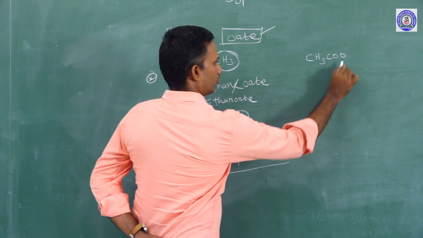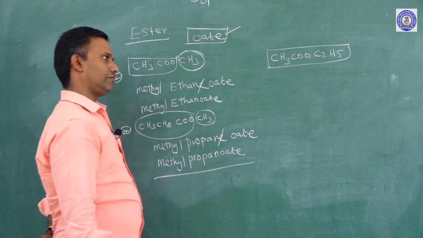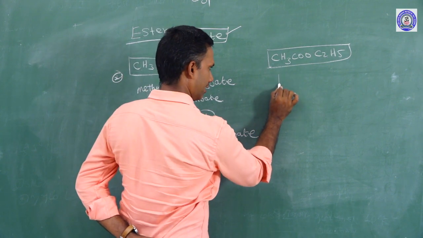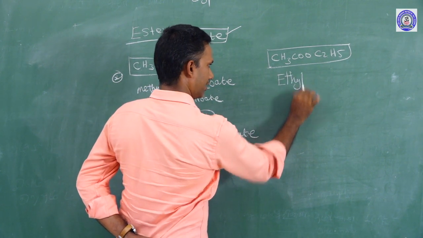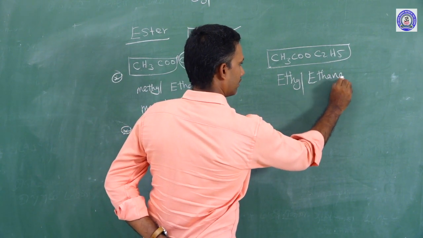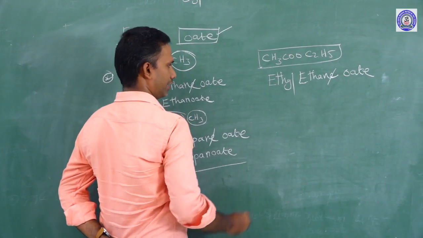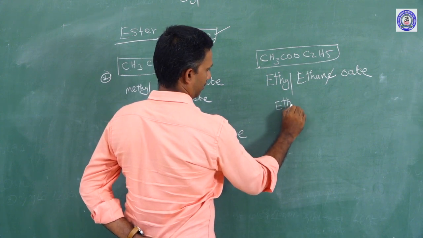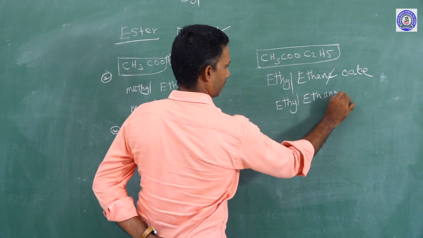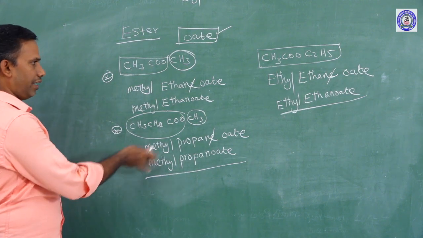CH3COOC2H5. Acid part, alkyl part. So the alkyl is ethyl. Ethyl. The acid part has 2 carbons, ethane, oate. E should be eliminated. So the name will be ethyl ethanoate. Ethyl ethanoate. So this is the way to name these esters.